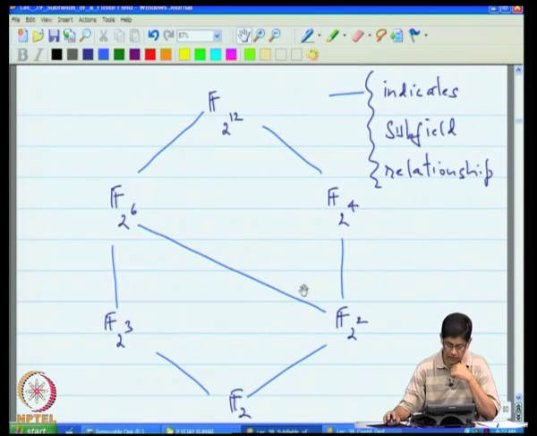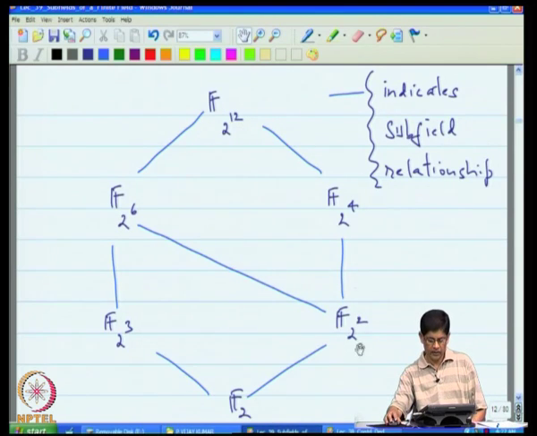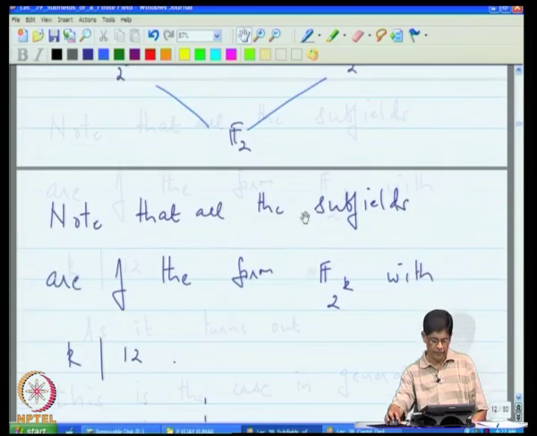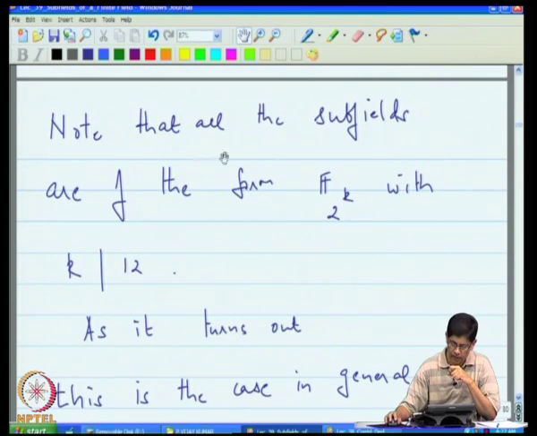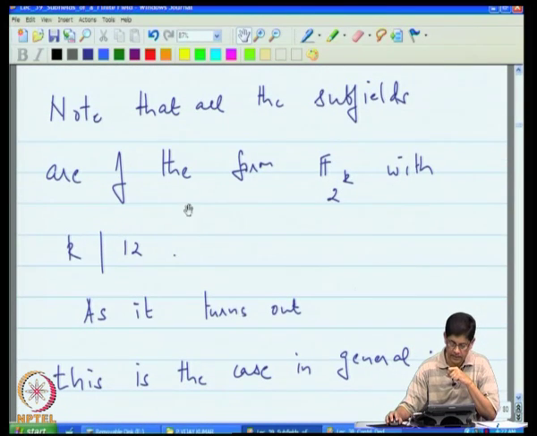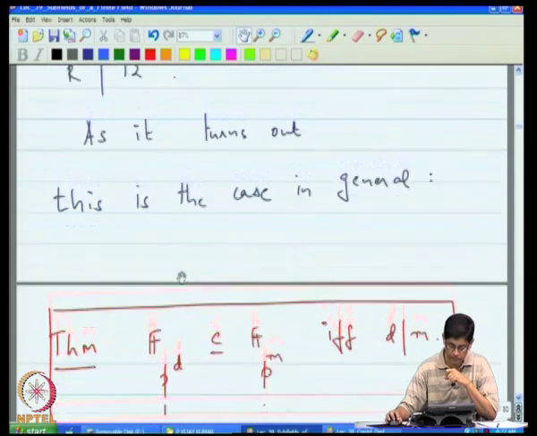So, just by inspection you can see that containment simply requires that the exponents divide each other. For example, the reason F_2^12 contains all these fields is because these exponents are precisely the divisors of 12. You have 1, 2, 3, 4, 6 and 12 itself. And that is exactly what I have written out here, that the subfields are all of the form F_2^k with k dividing 12.